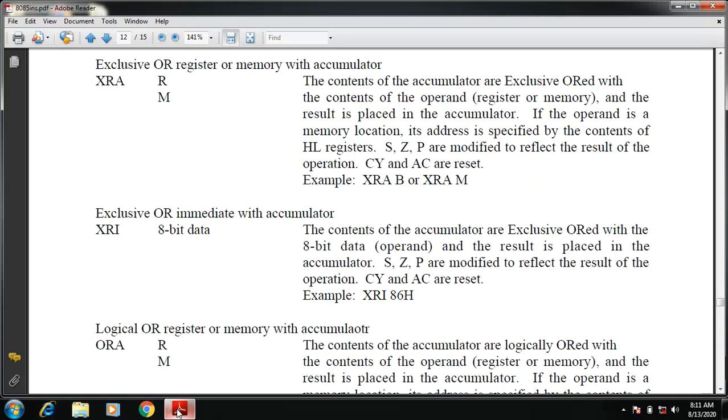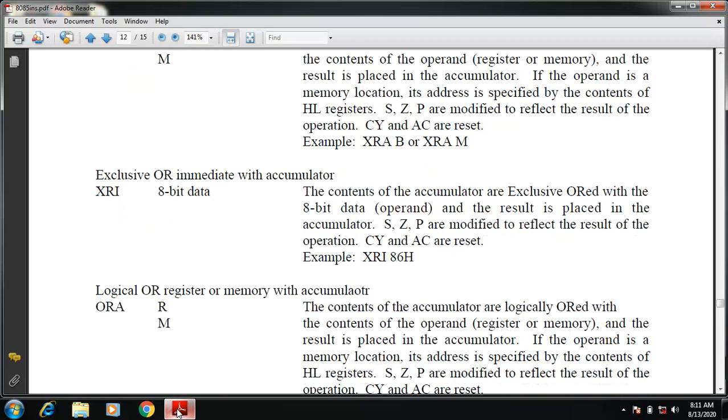Okay, next, exclusive OR immediate with accumulator, that is XRI data, 8-bit data. Here the specified 8-bit data is XORed with the accumulator. The data is presented directly in our instruction. Before that, in the indirect instruction, the data is presented in a register or memory. So that is the difference between XRA and XRI data.